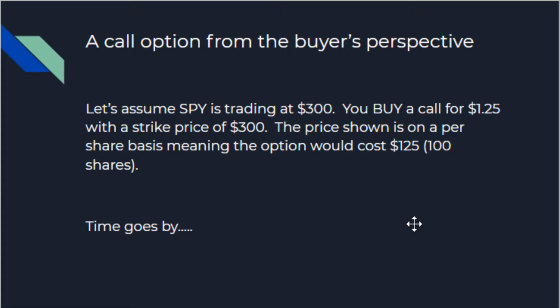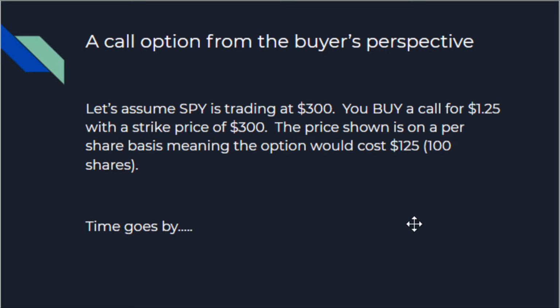So let's talk about a call option from the buyer's perspective. Let's assume SPY is trading at $300 and you buy a call for $1.25 with a strike price of $300. The price shown is on a per share basis, meaning the option would cost $125. I talked about that earlier, and again, that's going to be 100 shares.